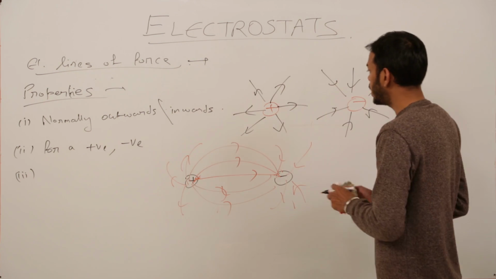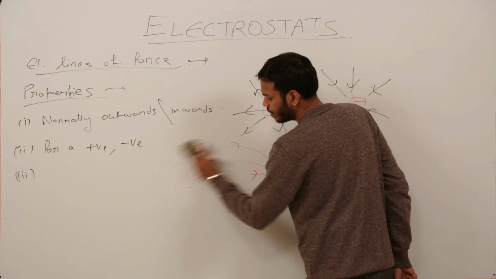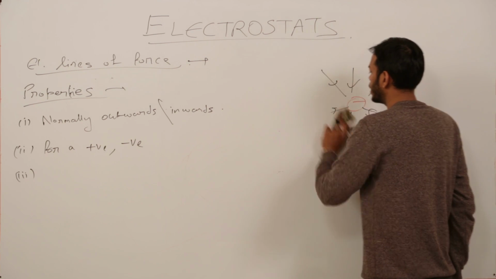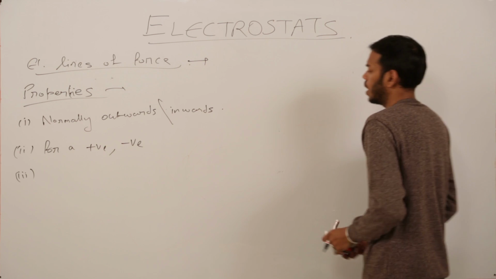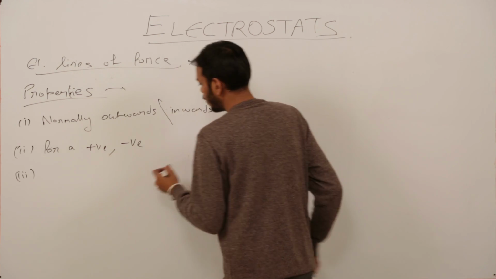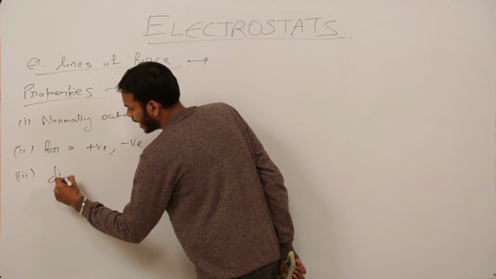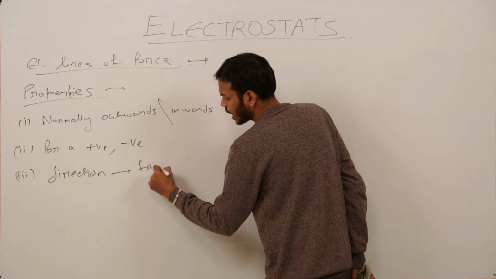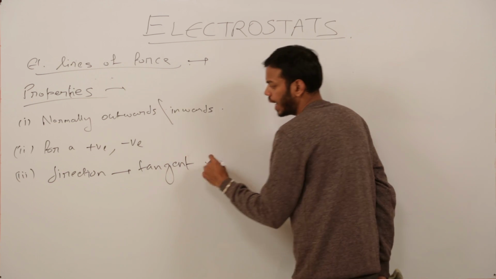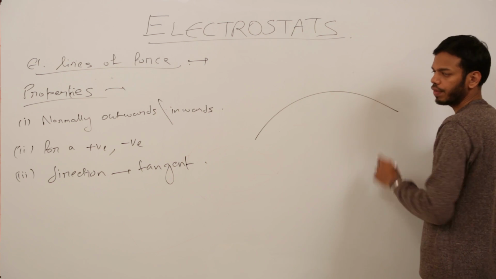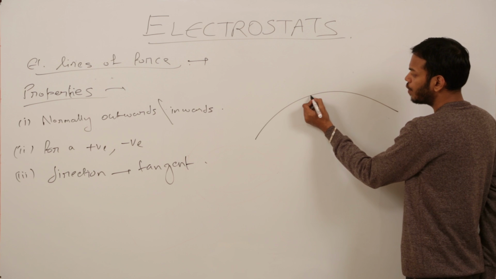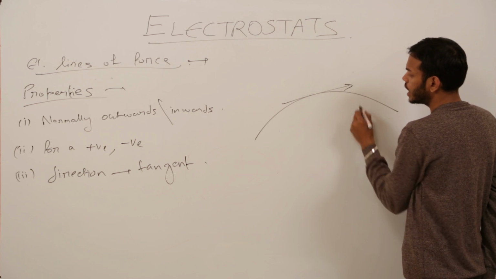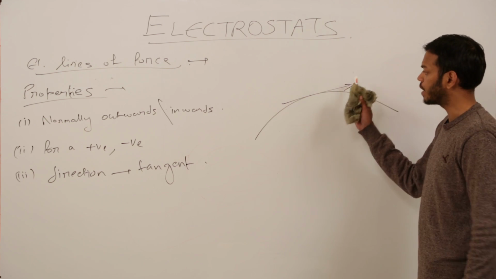Third, the direction of electric field at any point on the curve is given by drawing the tangent at that point. I'll repeat it. The direction of electric field at any point on the curve is given by drawing a tangent at that point. Suppose this is the curve of an electric line of force. We have to find the direction of electric field at this point. Draw a tangent here. This tangent will give you the direction of electric field at that point.